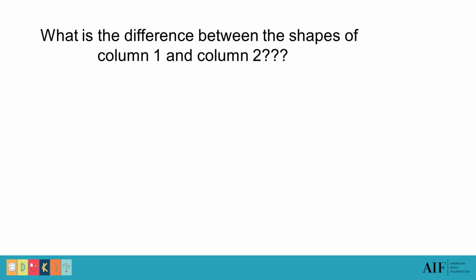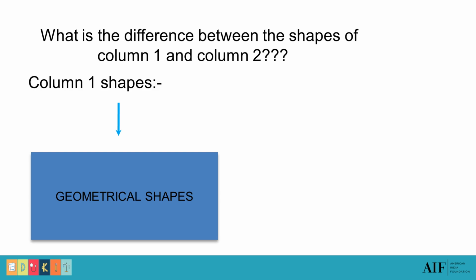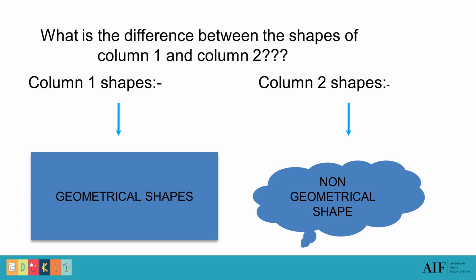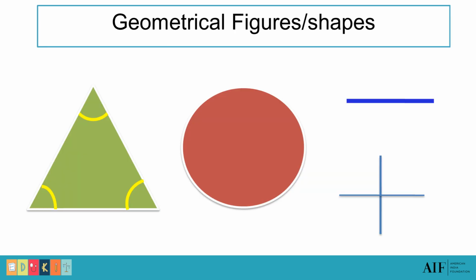What is the difference between the shapes of column 1 and column 2? So column 1 shapes are which type of shapes? These are geometrical shapes. Column 2, non-geometrical shapes. So geometrical figures and shapes.